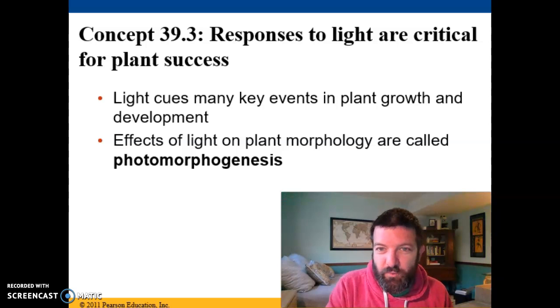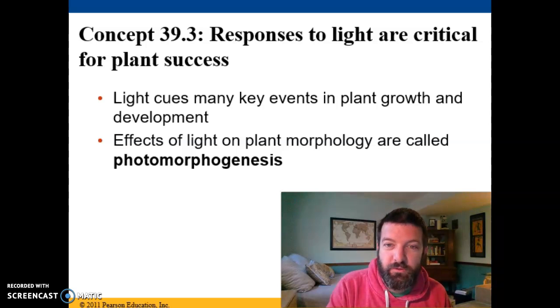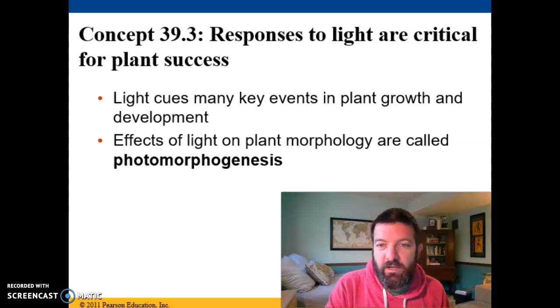Light is obviously very important for plants, not only because it's how they photosynthesize, but it also gives them cues as to the seasons. And so light cues often play important roles in growth and development, and the effects of light on plant morphology are called photomorphogenesis.